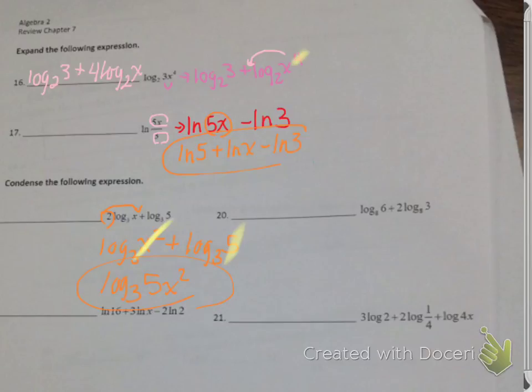Okay, now let me erase just a little bit there so we see it. I have the natural log of 16 plus 3 times the natural log of x minus 2 times the natural log of 2. Take care of exponents first when you're condensing. So I have the natural log of 16 plus the natural log of x cubed, so this traveled, minus the natural log of 2 squared. Now we're going to take care of multiplication and division.